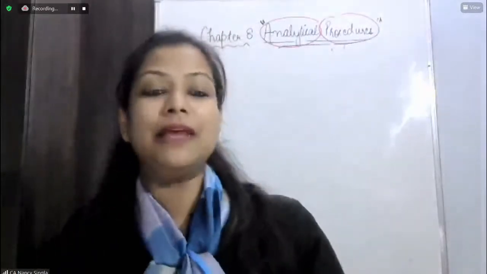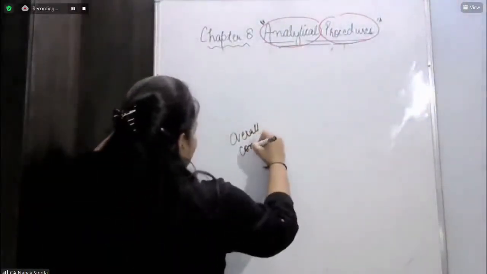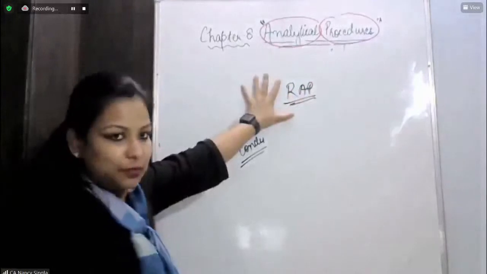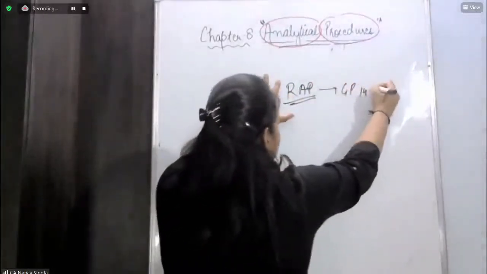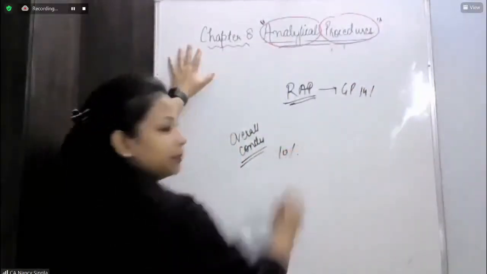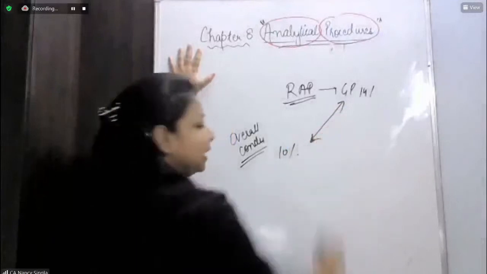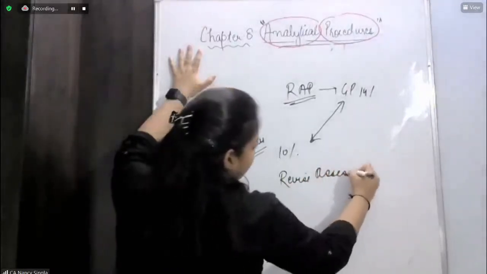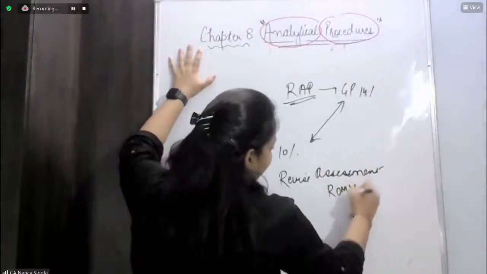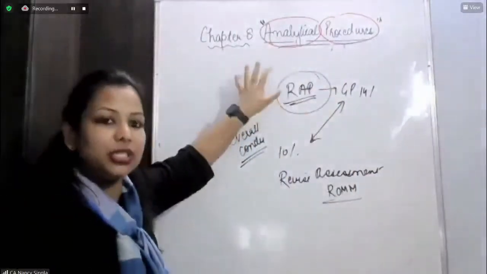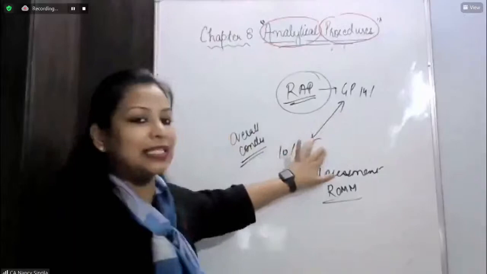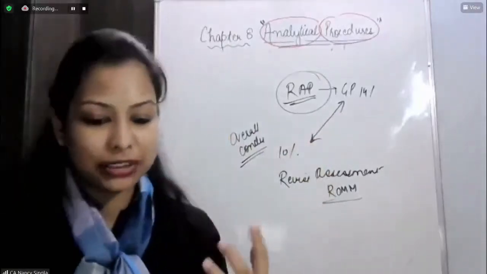And last, it says that when you were forming an overall conclusion, you were expecting, when you performed the analytical procedure as a risk assessment procedure, that your GP ratio should be 14%. Now it is coming to be 10%. So it says if there is a certain difference, then you may revise your assessment of the risk of material misstatement. Because when you were performing risk assessment procedures, the auditor was identifying and assessing the risk of material misstatement. Now this difference has come, so revise this and perform other audit procedures.